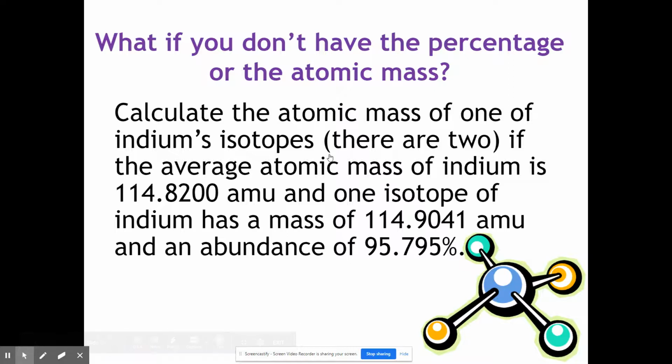Okay. Here is our second example, and it says, what if you don't have the percentage or the atomic mass? So in this example, we're missing information. First it says, calculate the atomic mass of one of indium's isotopes. There are two. If the average atomic mass of indium is 114.8200, and one isotope of indium has a mass of 114.9041 and an abundance of 95.795%.